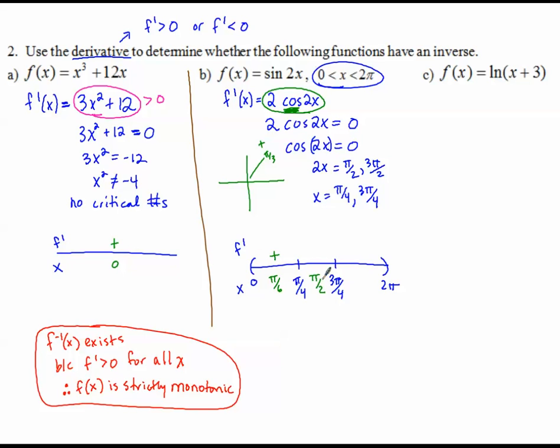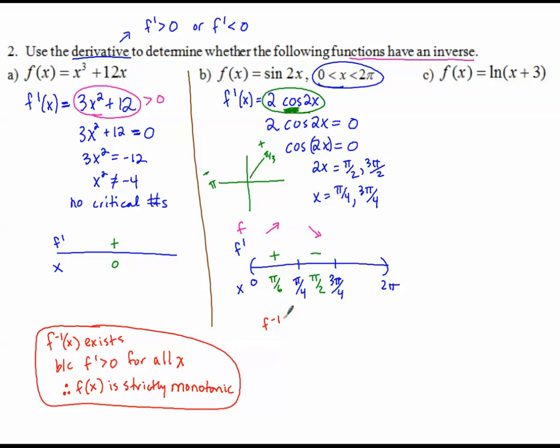Pi over 2 plugged in, 2 times pi over 2 is pi. Cosine of pi, well, pi is out here, and the cosine is negative over here. So this is a negative derivative. Now, remember I said there might be more critical numbers, but let's wait and see. Well, we can stop now because we've seen that our derivative changes sign. Therefore, our function f changes direction, increasing to decreasing. If our goal is simply to determine whether the function has an inverse, we've done that here. Because the function is changing directions, it will not have an inverse.